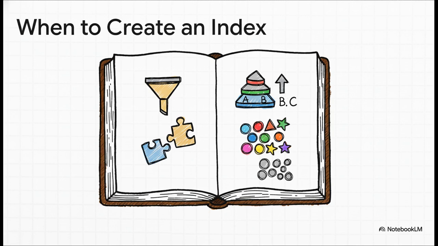First, focus on columns you use all the time to filter data, in your WHERE clauses, or columns you use to join tables together. Second, if you're often sorting by a specific column with ORDER BY, that's another great candidate. And finally, a pro tip, prioritize columns with high cardinality. That just means they have lots of unique values, like an email address, because an index there is way more effective at narrowing down the search.